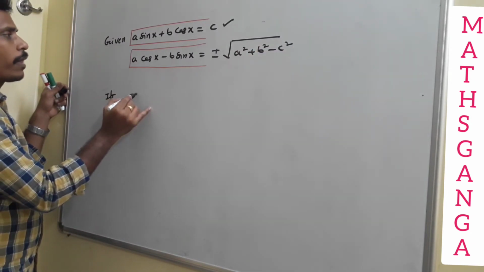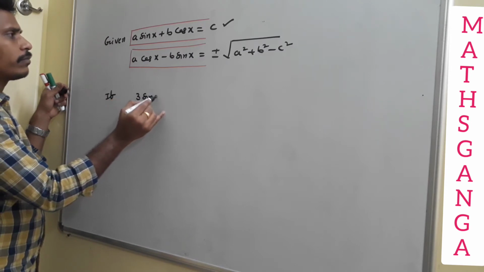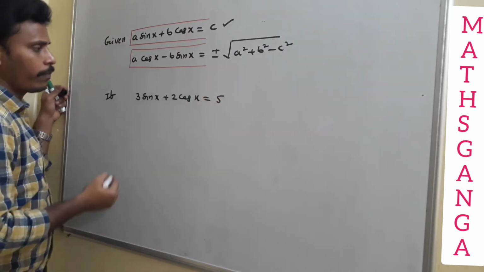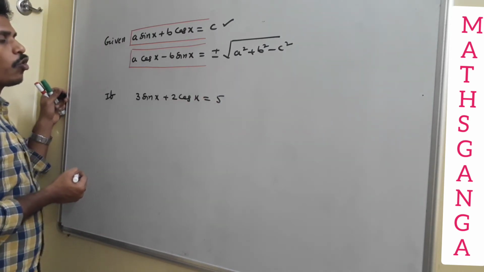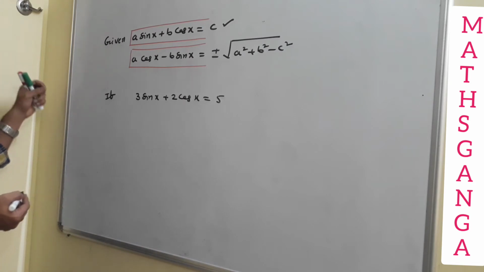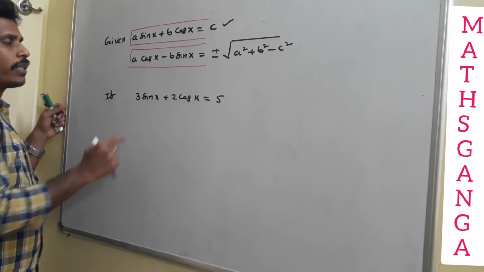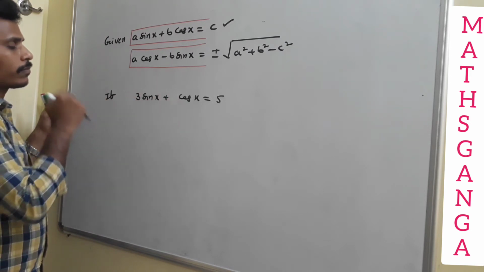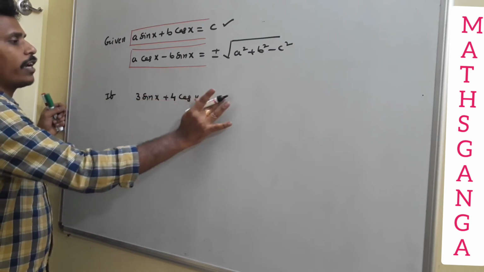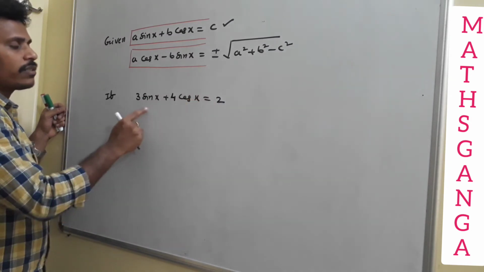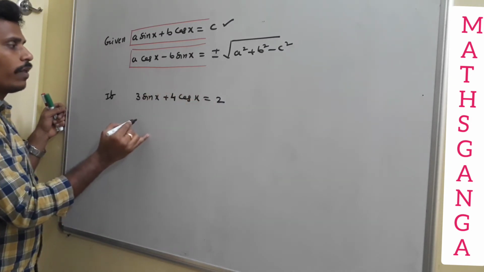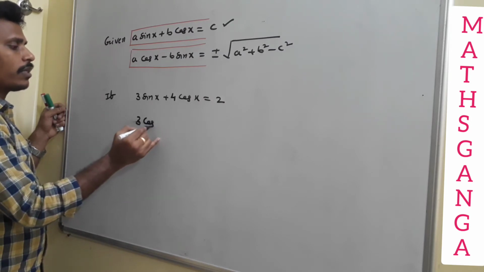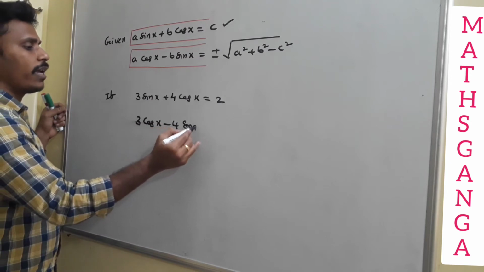Suppose something like 3 sin x plus 2 cos x is equal to 5. Does it happen exactly? No, actually there are certain restrictions. So you just take it as 4 and here you take it as 2. 3 sin x plus 4 cos x is equal to 2. Then if anybody asks you to find what? The 3 cos x minus 4 sin x value.